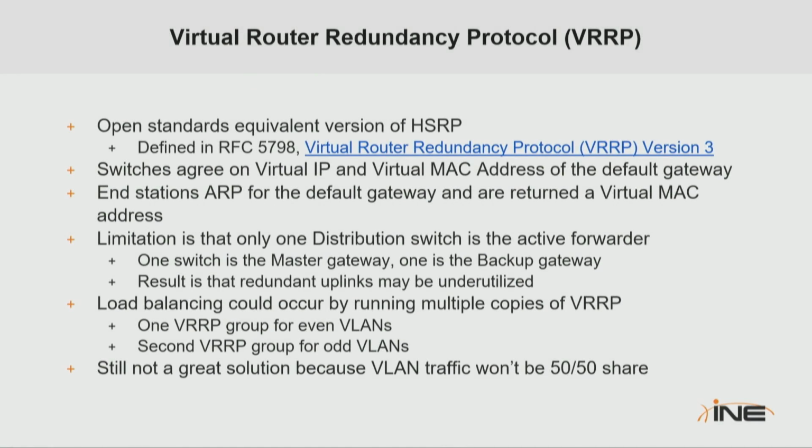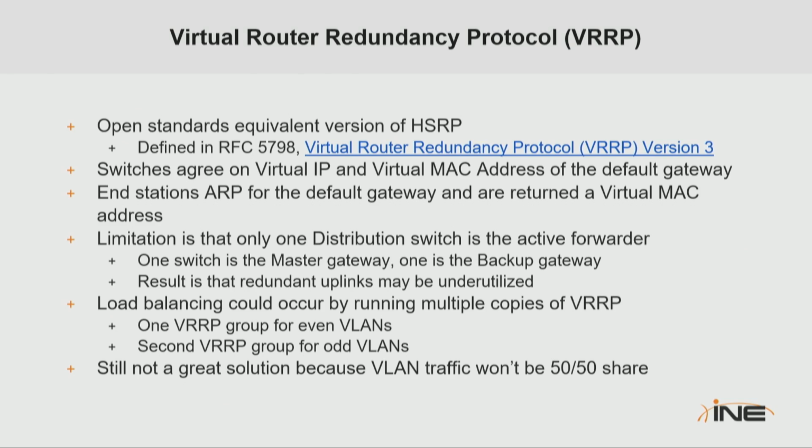A second solution is to run the open standards equivalent of HSRP, which is called the Virtual Router Redundancy Protocol, or VRRP. As I mentioned, it is an open standard, defined in RFC 5798, the Virtual Router Redundancy Protocol version 3. In this case, the switches likewise agree on a virtual IP address and a virtual MAC address of the default gateway, and the end stations ARP for that default gateway and are returned a virtual MAC address. Still, the limitation we run into is that only one of the distribution switches is going to be the active forwarder.